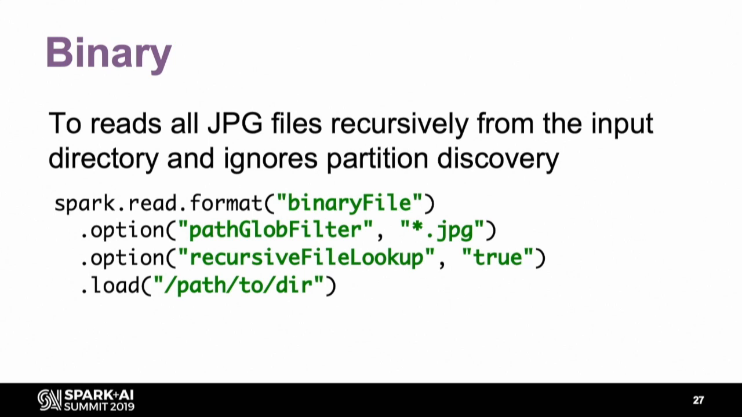The usage of binary file sources is the same as other file formats. You can use the format binary file for reading, and there are two new options for all the file sources in Spark 3.0. The first one is pathGlobFilter. It accepts a regular expression for filtering file names. The second one is recursiveFileLookup. By enabling it, Spark will ignore partition discovery and read all the files recursively.